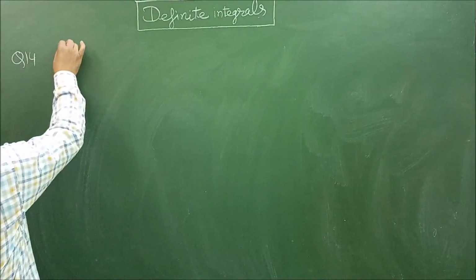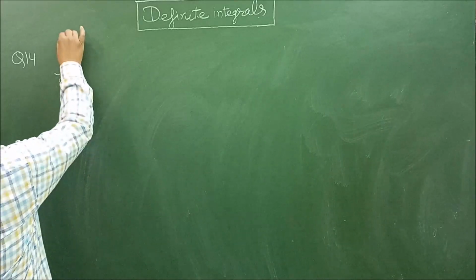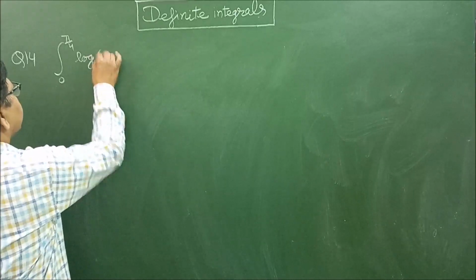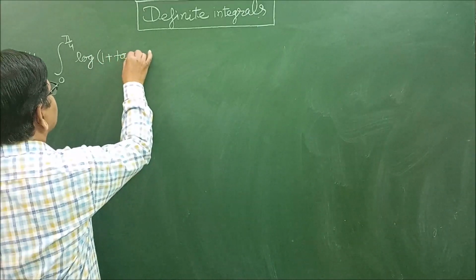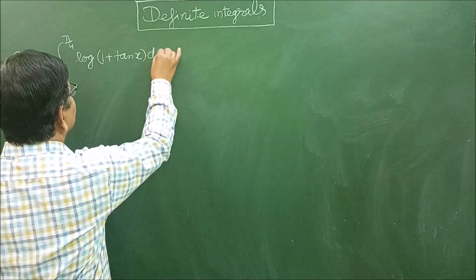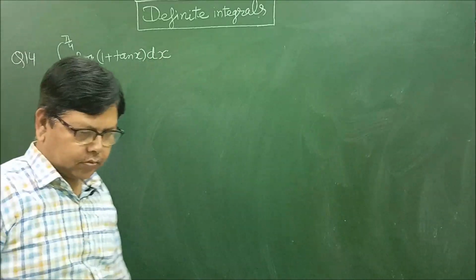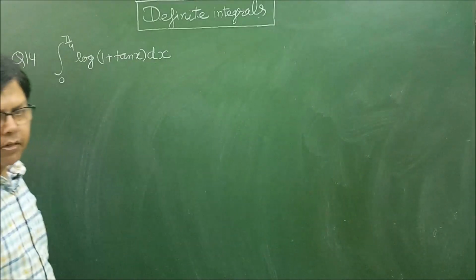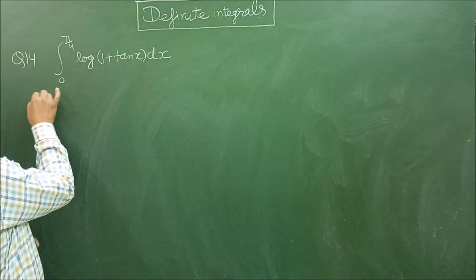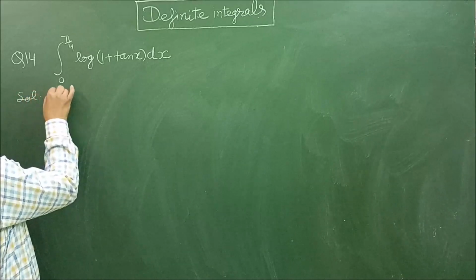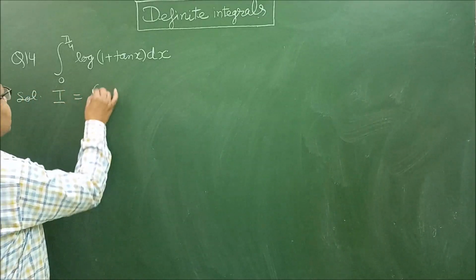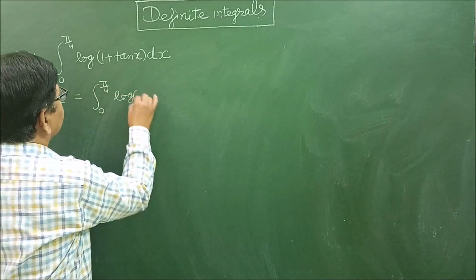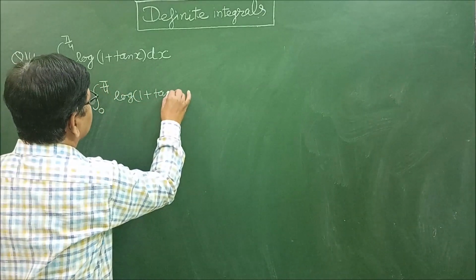Question 14: Evaluate the definite integral from 0 to pi by 4 of log(1 + tan x) dx. Now let this definite integral be equal to I. Let I be equal to the integral from 0 to pi by 4 of log(1 + tan x) dx.